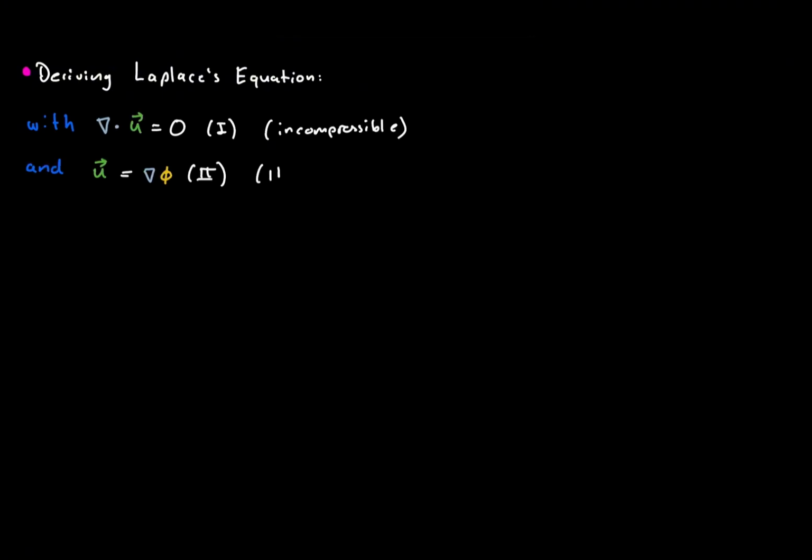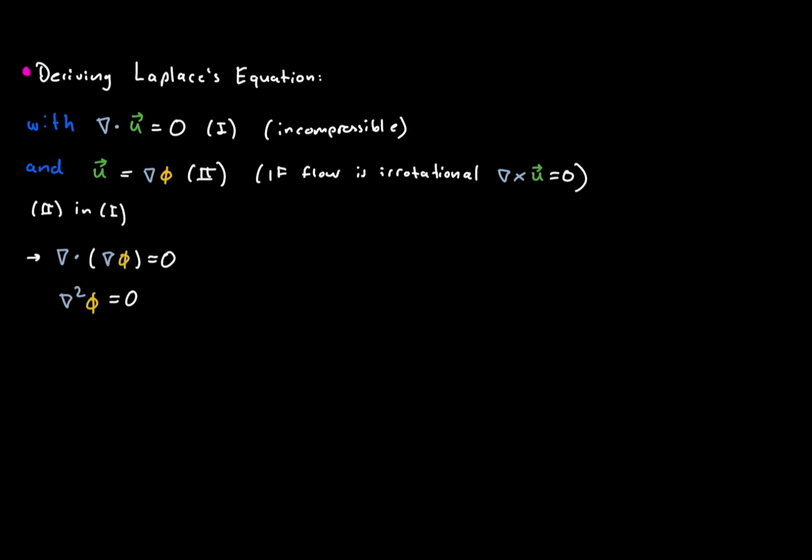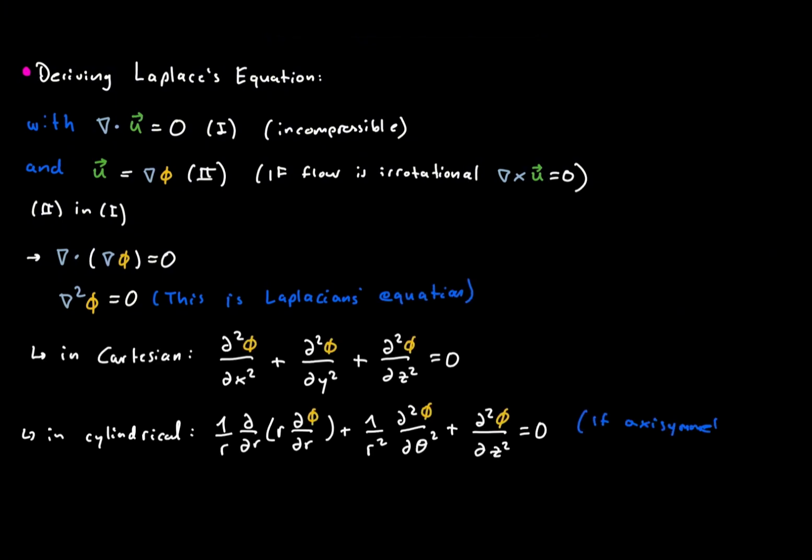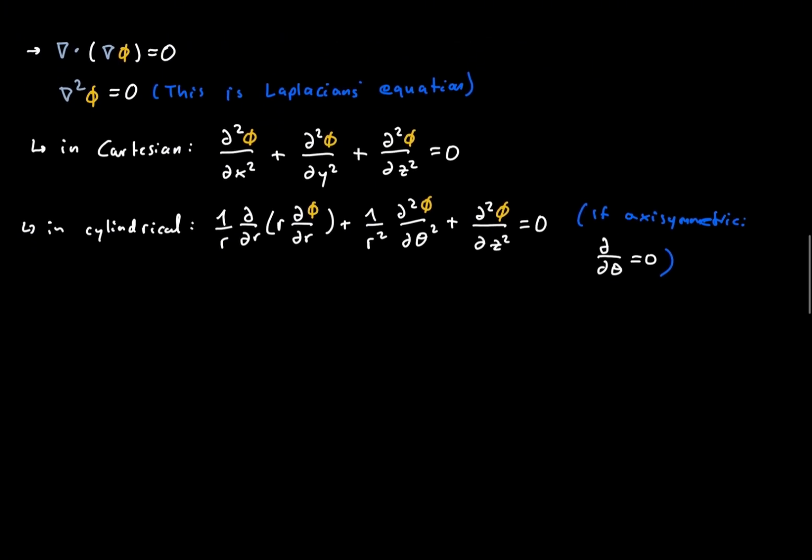The divergence of the velocity must be zero. Since the velocity is the gradient of phi, the divergence of the gradient of phi must be zero. This leads to Laplace's equation. Laplace's equation is the central equation of potential flow.